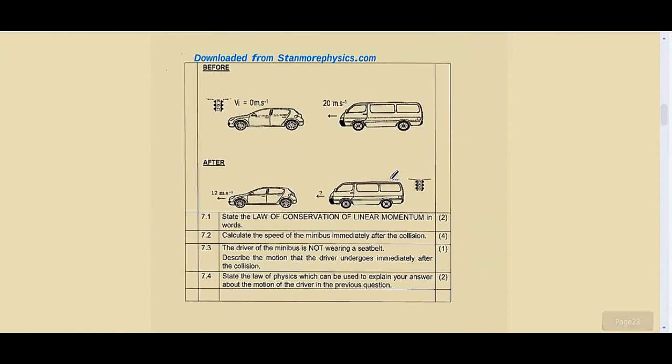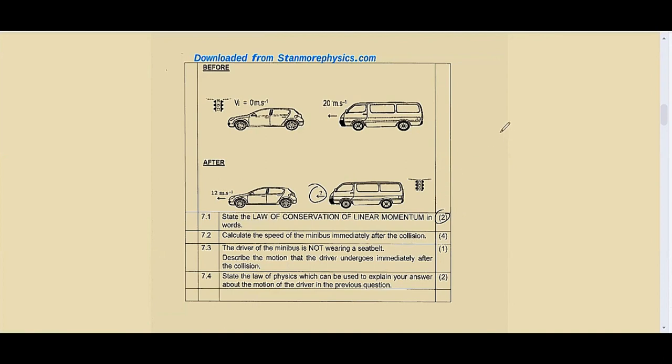So we are showing the scenario here diagrammatically to show that the car was stationary at the traffic light with a velocity of 0, as I've told you. Then here we can see our minibus taxi coming from behind, and then it hits the car from behind. Now the car is moving at a velocity of 12 meters per second, but now we are no longer given the velocity of the minibus taxi. Now 7.1 says, state the law of conservation of linear momentum in words for 2 marks.